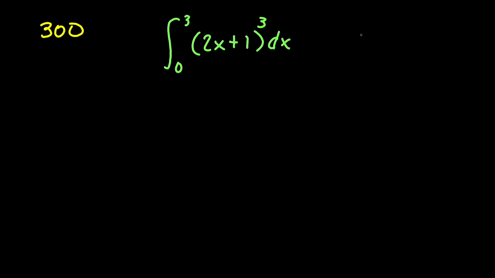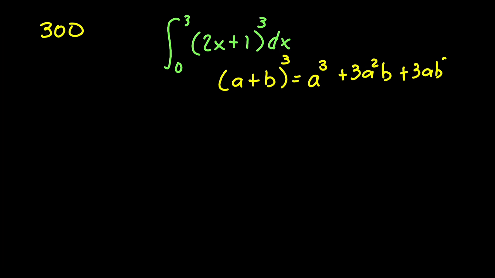So know that a plus b to the power of 3, which corresponds to this, has an expansion formula of a to the power of 3 plus 3a squared multiplied by b plus 3ab squared plus b to the power of 3. So a here in this case is 2x and b here is equal to 1.